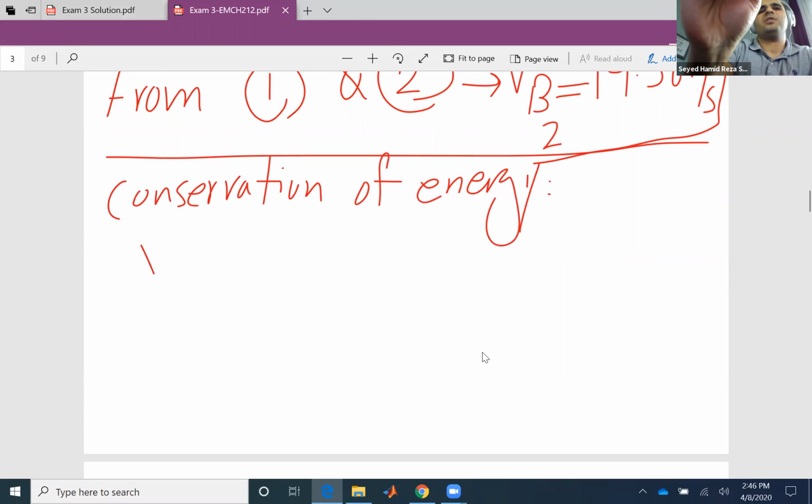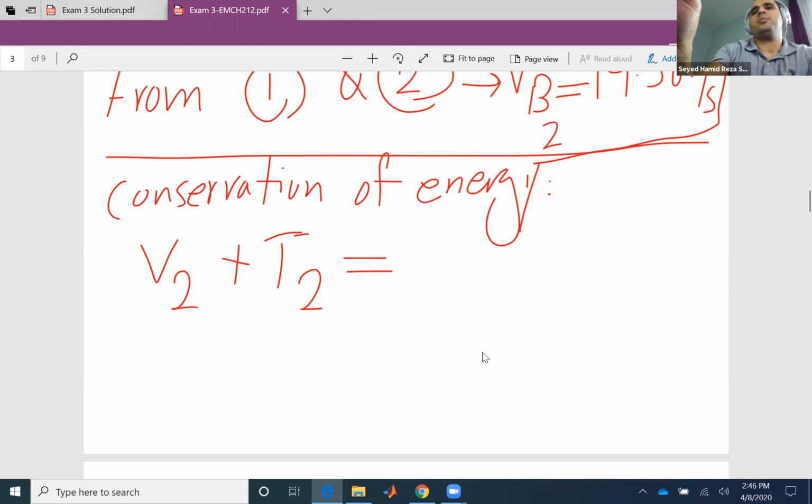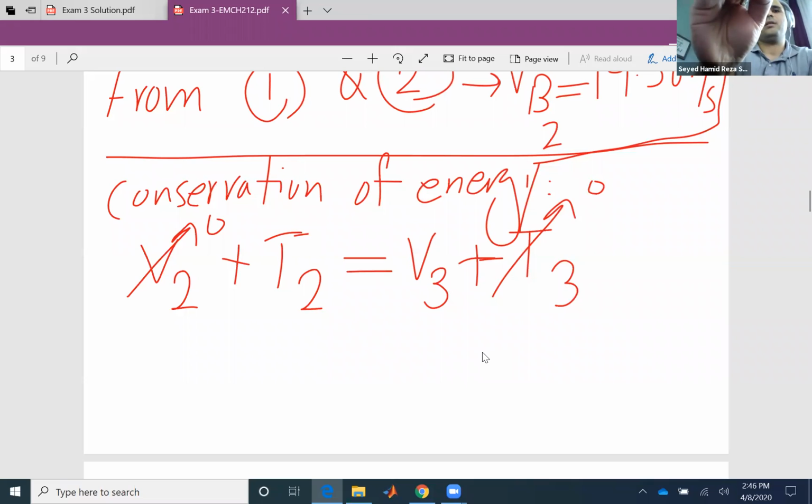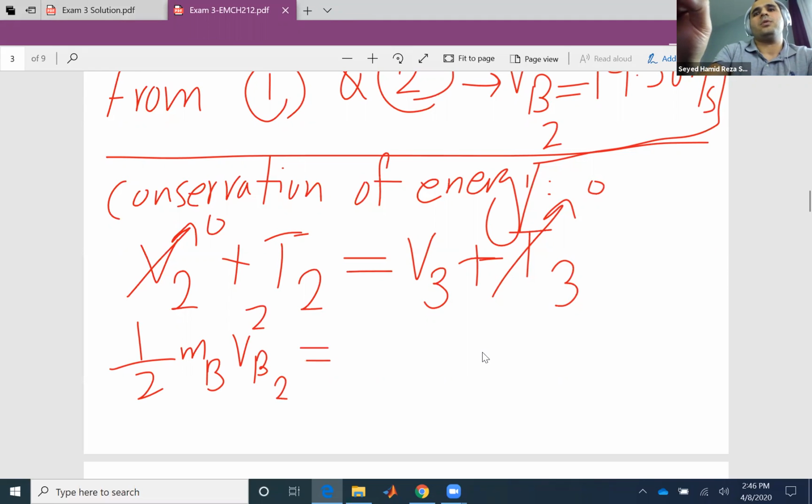Of energy, we have V2 plus T2, condition 2, and I write it based on 2 and 3. You can still call it 1 and 2, really. Doesn't matter. For V2, it is 0. It is all kinetic at the start and all potential at the end, so you're not going to have any potential at the start. So we have half of m_B v_B2 squared equals m_B g h. Again, the m's would go away.